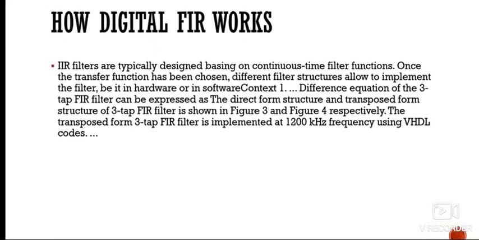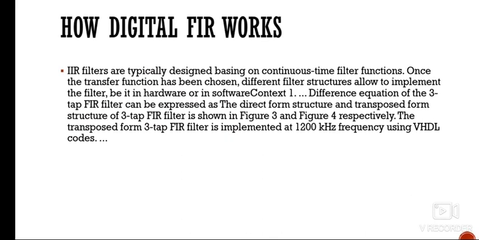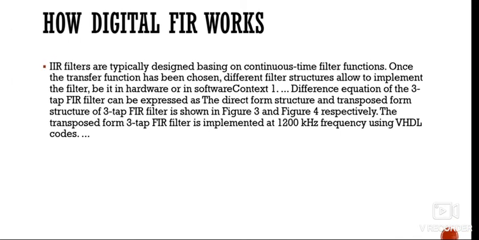How does a digital FIR work? IIR filters are typically designed based on continuous time filter functions. Once the transfer function has been chosen, different filter structures allow the filter to be implemented, be it in a hardware or software context. The difference equation of a 3-tap FIR filter can be expressed as the direct form structure and transpose form structure of the 3-tap FIR filter, shown in figure 3 and figure 4 respectively. The transpose form 3-tap FIR filter is implemented at 1200 kHz frequency using VHDL codes.